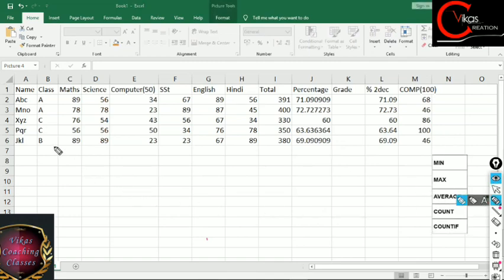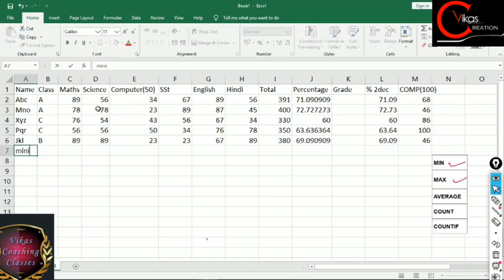Fine. Now let's suppose our teacher or our HM ma'am asked which student got the highest in mathematics, or what is the highest in mathematics, or let's say we have to find the highest in computers. So let's suppose we have to calculate the maximum marks in each subject and the minimum marks in each subject. For that case we can use these two functions. We can use maximum and minimum. So here I am writing minimum, and here I am writing maximum.